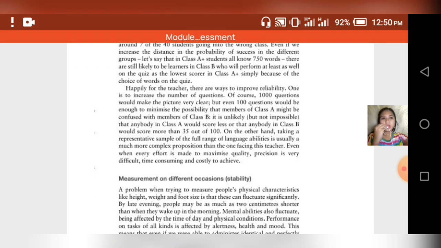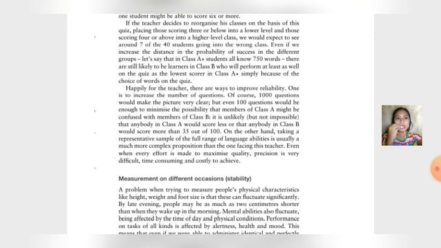Happily for the teacher, there are ways to improve reliability. One is to increase the number of questions. Of course, 1,000 questions would make the picture very clear, but even 100 questions would be enough to minimize the possibility that members of Class A might be confused with members of Class B. It is unlikely that anybody in Class A would score less, or that anybody in Class B would score more, than 35 out of 100.